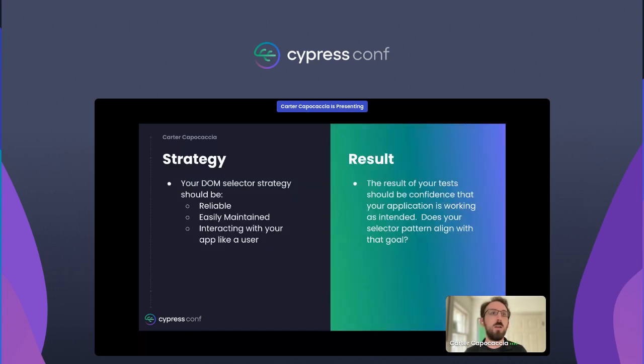Okay. So your strategy and your result. Let's take the strategy first here. We're going to talk about DOM selectors. Your DOM selector strategy should be, one, reliable, two, easily maintained, and three, interacting with your application like a user does. This should all lead you to the result: the result of your test should be confidence that your application is working as intended.